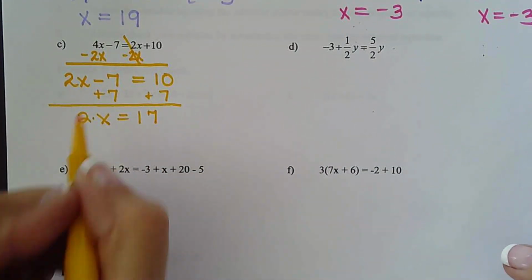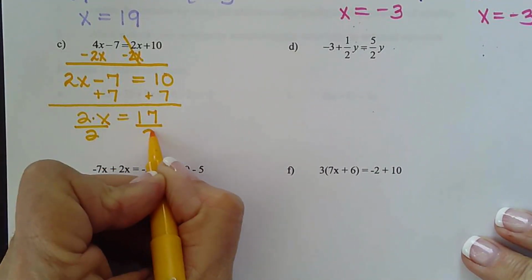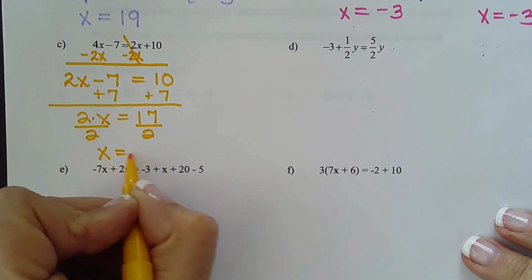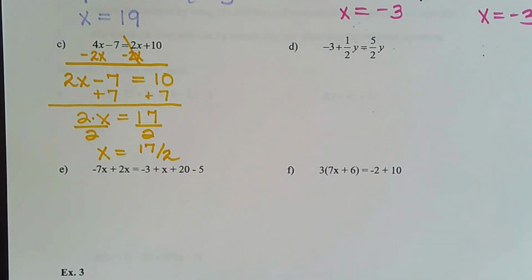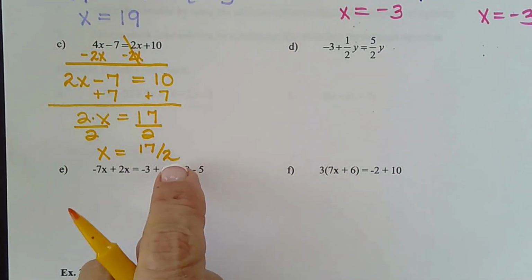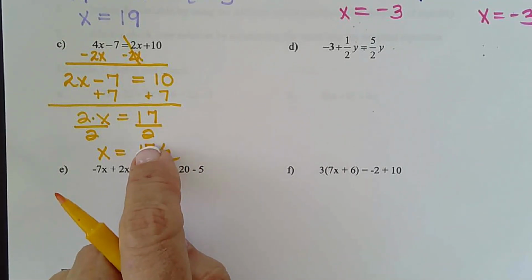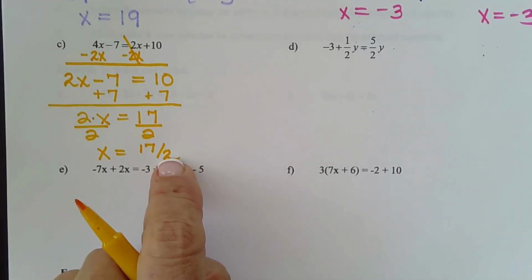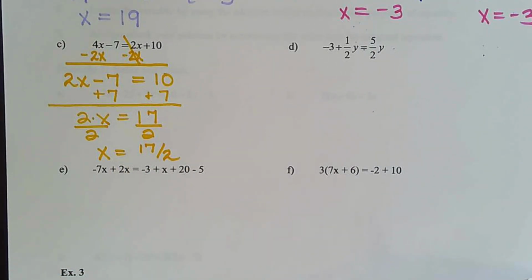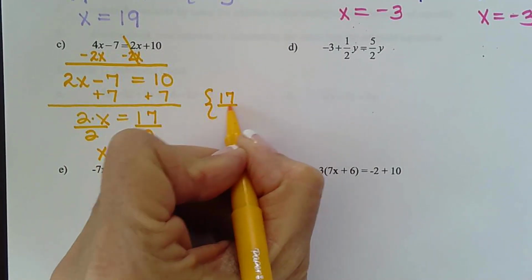And then my last step, to get x alone, do the opposite. And remember what I said about improper fractions. That's usually how we leave our answers. So don't pick up a calculator. Don't turn it into a mixed number. Just leave it. So 17 over 2. And I know it's simplified because nothing goes into both 2 and 17. And that's how I write it in solution sets, 17 over 2.